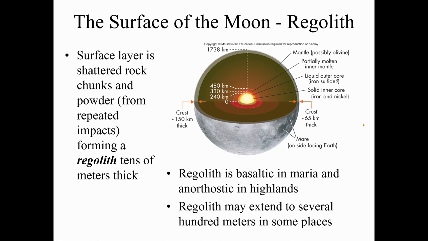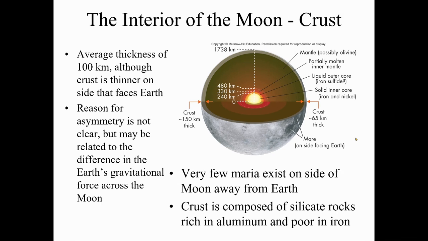Regolith is basaltic in the Maria and anorthositic in the highlands. Remember that the Maria are where the lava came up on the moon and cooled; those are the darker areas, and they are much more basaltic in nature. Regolith may extend to several hundred meters in some places, and most of the deeper places where the regolith is a lot thicker are on the dark side of the moon.